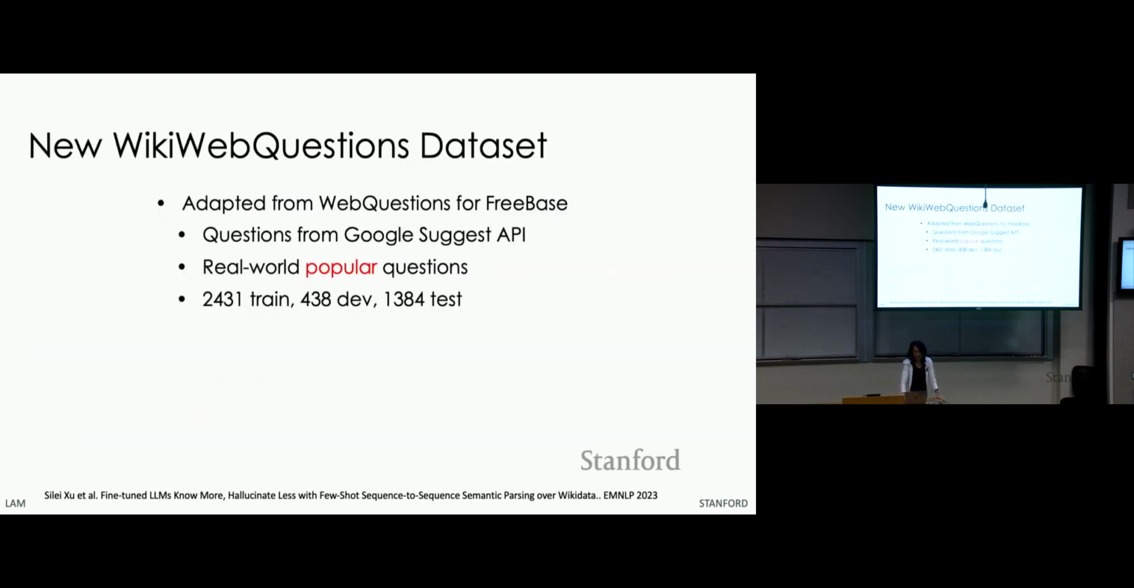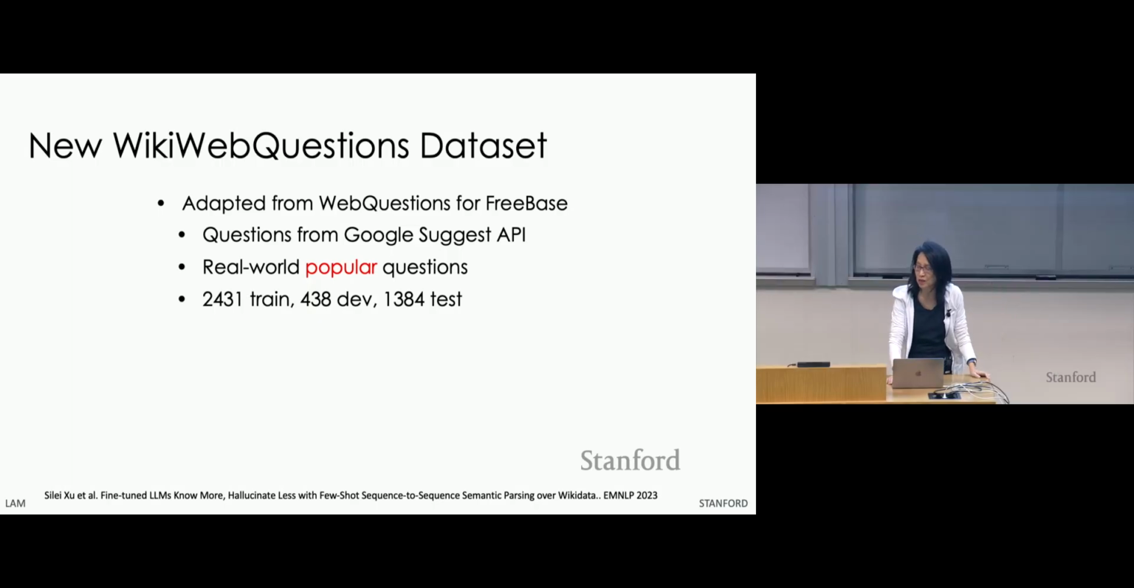For this paper that we did, we have created a new data set which is adapted from WebQuestions from Freebase. Freebase was a precursor to Wikidata. It is much smaller, and it has a simple property that every node has the same number of properties, which is not true for Wikidata. And the questions were real. They come from Google Suggest, and these are real-world popular questions. The data set is just a few thousand train, a little bit of dev, and a bunch of tests. And we did use this for fine-tuning Llama.